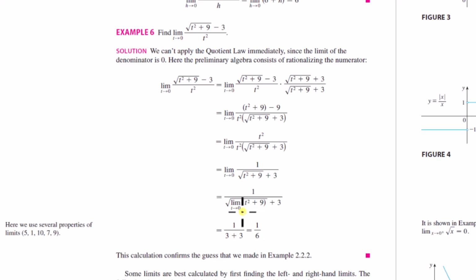And now we've got a polynomial, the limit of a polynomial, and so direct substitution applies there, and there we go. The limit is equal to 1/6.